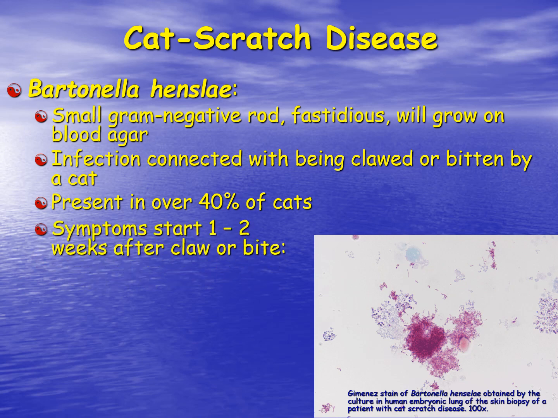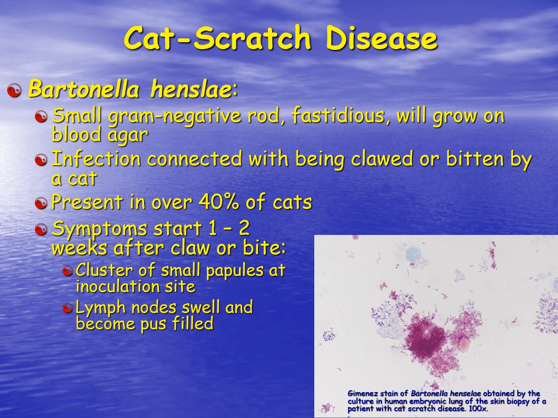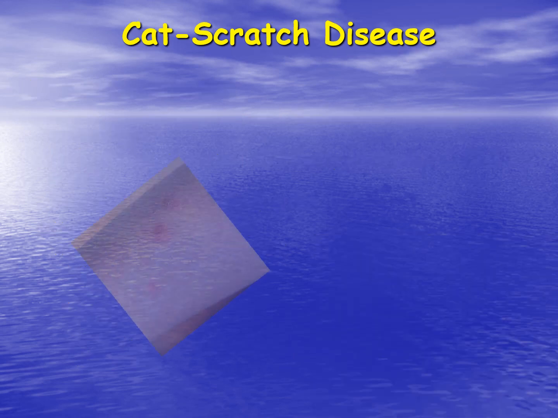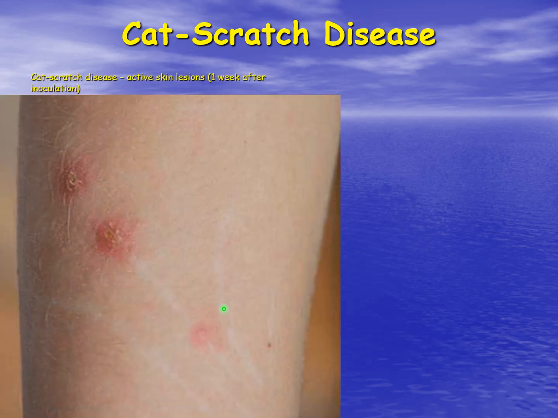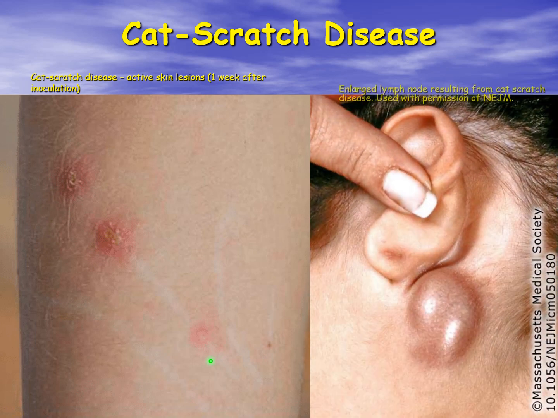Symptoms usually start 1 to 2 weeks after the claw or the bite, and typically we'll see a cluster of small papules at the inoculation site. The regional lymph nodes will swell and actually become infected and pus-filled. And over 1/3 of these patients will experience a high fever along with the lymphadenopathy. So here are these pustules, and this is about a week or so after probably a clawing from this individual. And this is actually one of the enlarged lymph nodes. And if we open this up, it will actually be pus-filled.